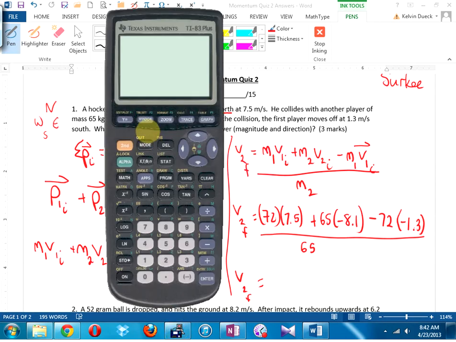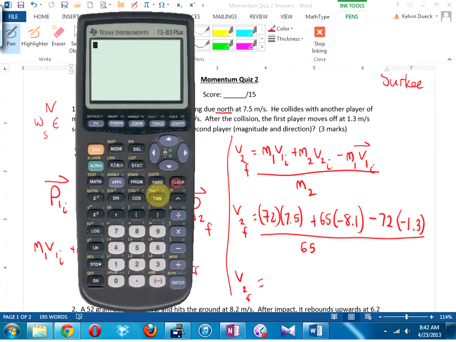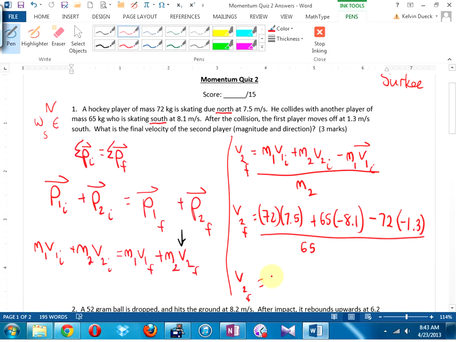Final answer? I have no idea. I think it's going to be positive, but let's see. Bracket: 72 times 7.5 plus 65 times negative 8.1 minus 72 times negative 1.3, all of that in brackets. Let me double check that I typed that in right. Yes. All divided by 65. You get 1.647, so I'll go 1.65. Positive, so it's 1.65 meters per second. Direction? North.